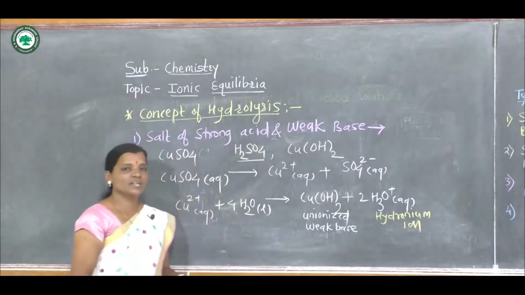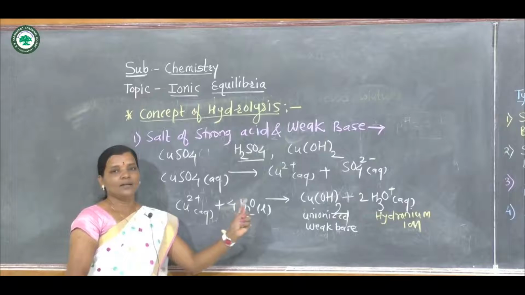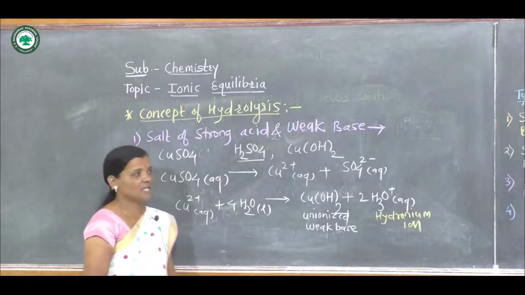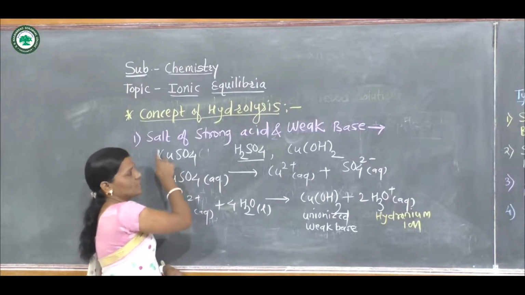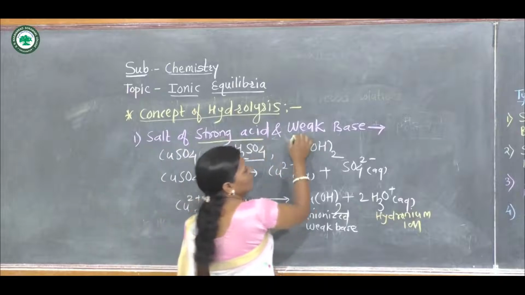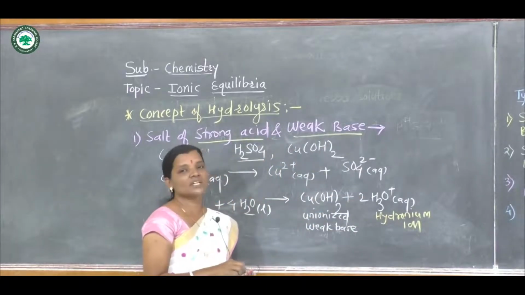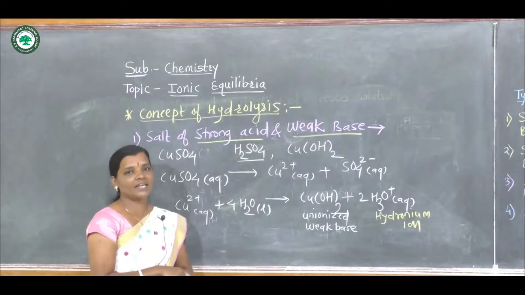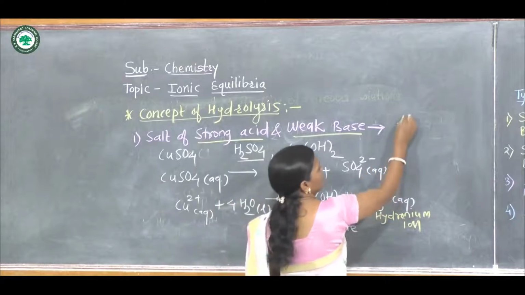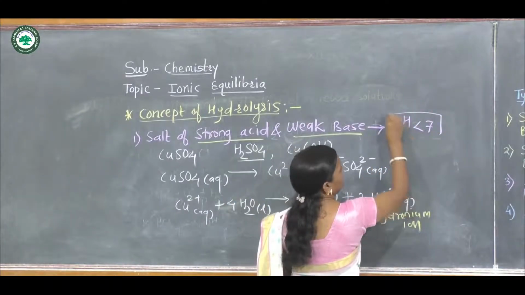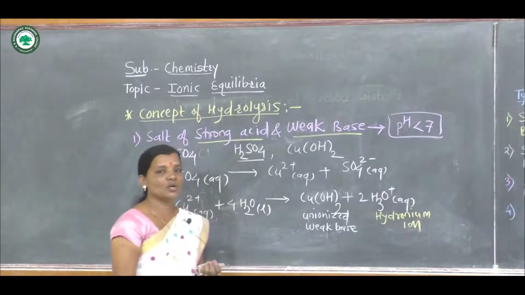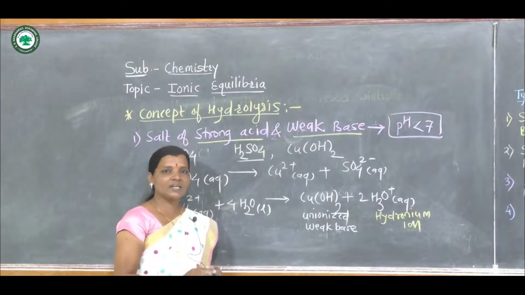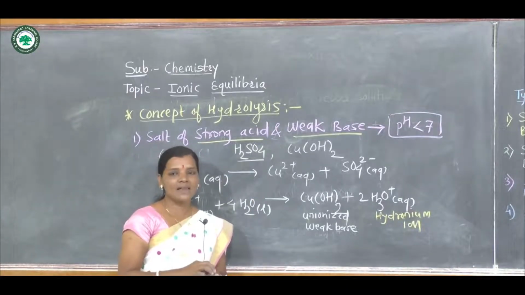Now in this solution, if we observe this reaction, the proportion of hydronium ion concentration is in excess, and so it is found that for salt of strong acid and weak base, the solution is acidic. This type of solution is acidic in nature and hence the pH of such solutions is always less than 7. Salt of strong acid and weak base, those solutions are acidic in nature and their pH is always less than 7.